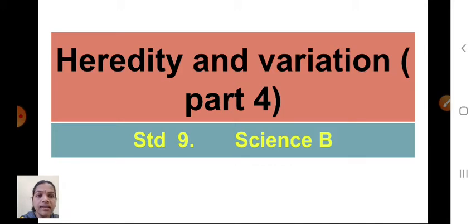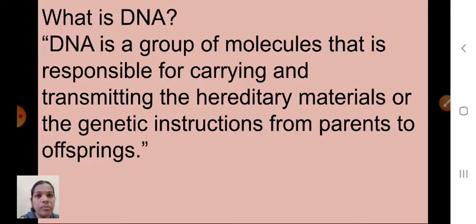Are you ready? See here children, DNA. What is meant by DNA? It is deoxyribonucleic acid. It is a group of molecules that is responsible for carrying and transmitting the hereditary characteristics. Hereditary materials are the genetic instructions from parents to offspring. DNA is present inside the nucleus, and these molecules are responsible for transmitting genetic characters from one generation to the next generation.